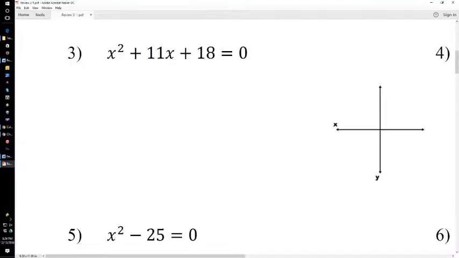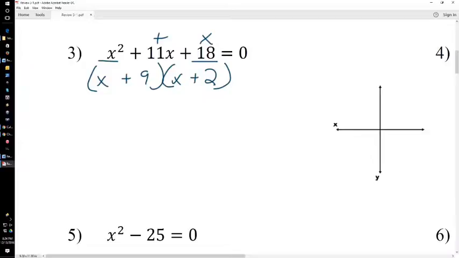So, number 3, again, put up your parentheses. Two things that multiply to the left are x and x, which multiply to x squared. Two things that multiply to the right but add up to the middle, in this case, are 9 and 2, so a positive 9 and a positive 2 multiply to 18 but add up to 11. From there we set them equal to 0. So x plus 9 equals 0, x equals negative 9, x plus 2 equals 0, so x equals negative 2. So your solutions are negative 2 and negative 9.